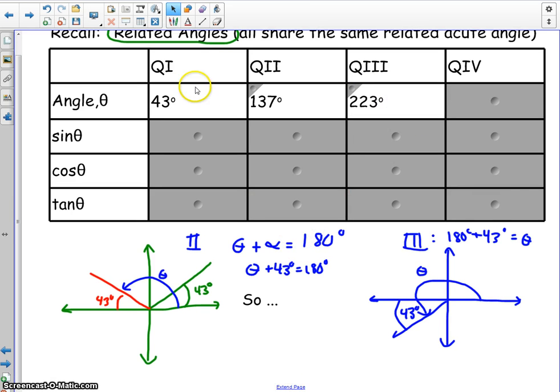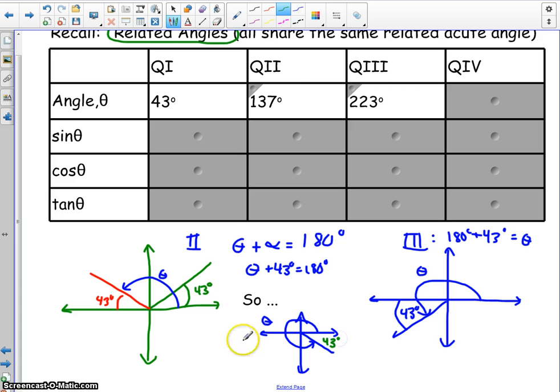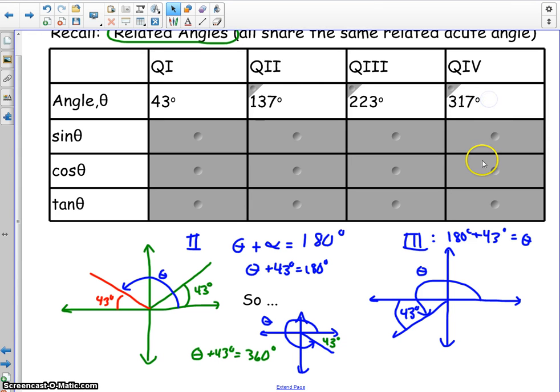Last but not least, just to confirm that we're on the right track, I can do this in quadrant 4 as well. I'll just draw my Cartesian plane. My arm is going to be in quadrant 4. That will be my theta, and alpha is 43. So again, the relationship here is that theta, my angle here, plus the 43 degree alpha together will give me a full rotation of 360 degrees. So I can subtract 43 from both sides of the equation and solve for theta. It's going to be 317.